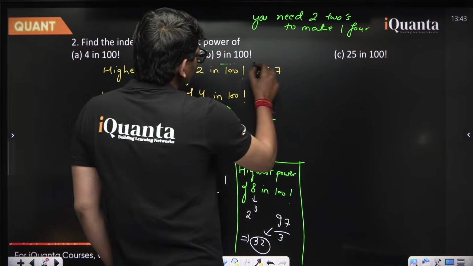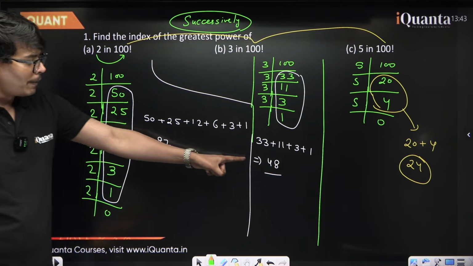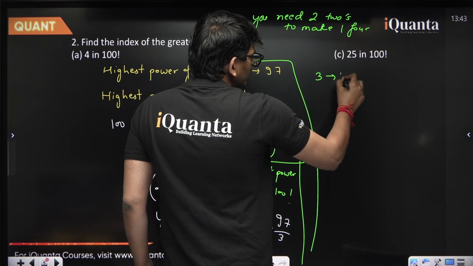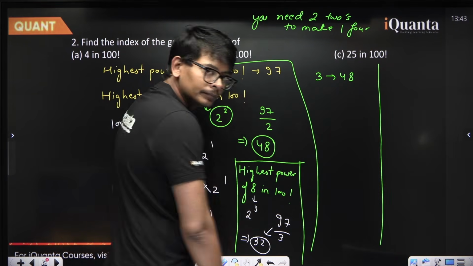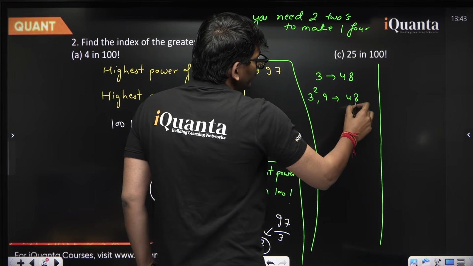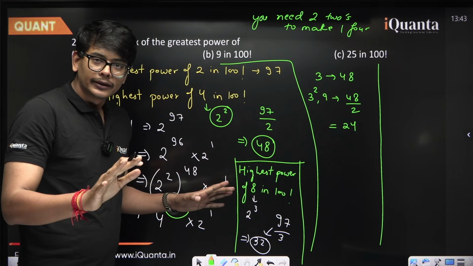Next, let's apply the same thing here. 9 in 100 factorial. Highest power of 3 we already know. 3 की पावर है 48. So 3 square, 9 की कितना होगा? 48 divided by 2. That is 24. That's it.